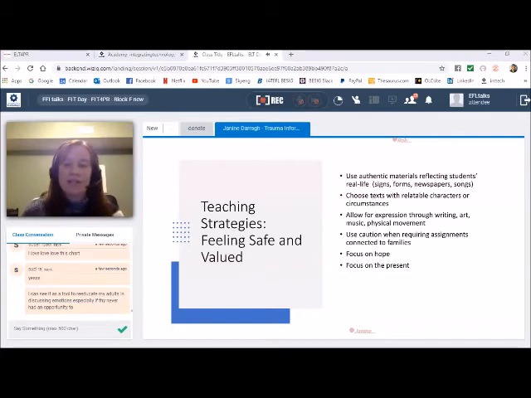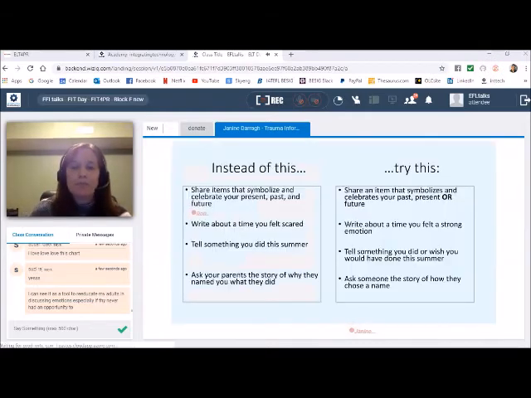For a lot of students, maybe the past was not good, was really scary, and we don't really want to go back there. For some students, they can't even think about the future. They need to just think about this moment and getting through these few minutes, maybe this day, maybe this week. So if we can focus on the present, that can be helpful for students too.